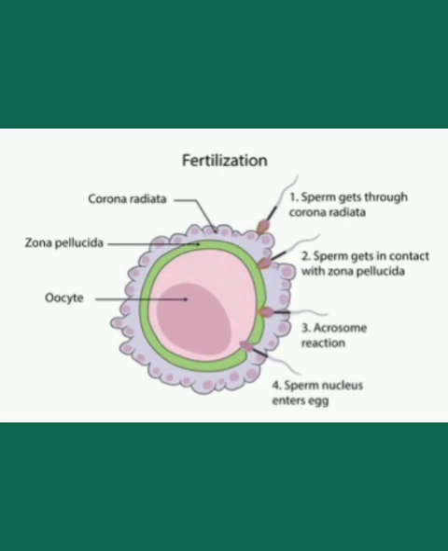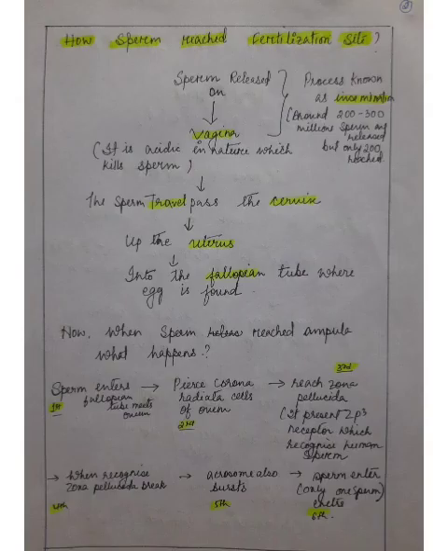So we will discuss further how the sperm reaches the fertilization site. So let us see how it reaches the fertilization site. So first what happened? Sperm is released. Now where is it released? It is released in the vagina. And this process is called insemination.